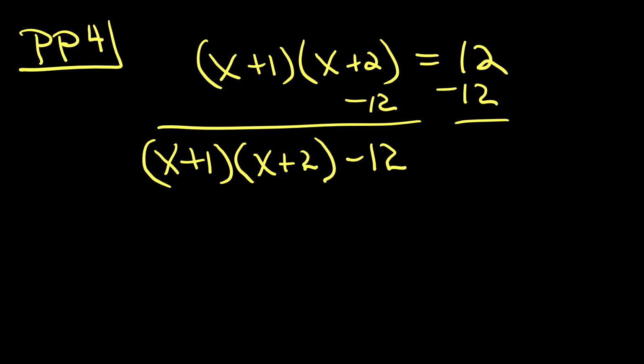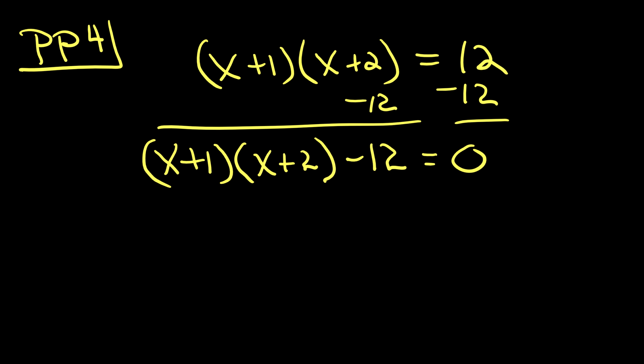minus 12 equals 0. So we got the equation equal to 0, and now I have to lump all these together somehow, this left side, because of that minus 12. I have no way incorporating that until I get the constant by itself. And the only way to get the constant by itself on this left side is multiply x plus 1 times x plus 2.